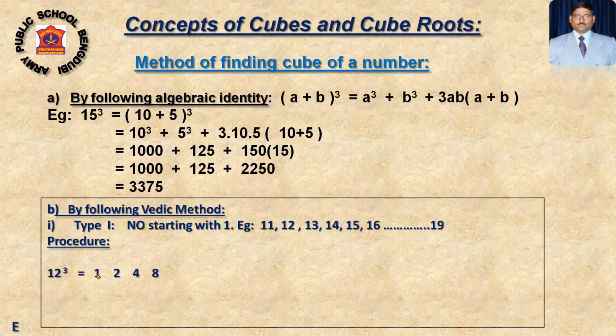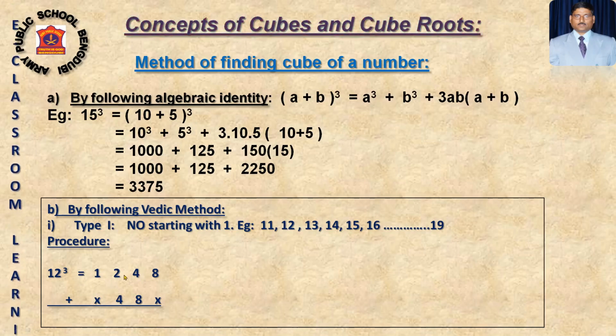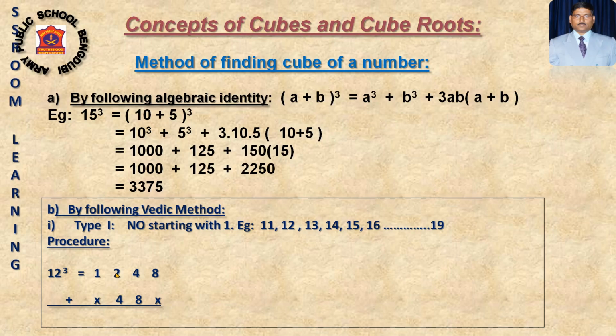After that, this first part and last part we have to leave. These two parts we have to leave, and then the second and third parts make it double. It is 2, make it double, 4. It is 4, make it double, 8.